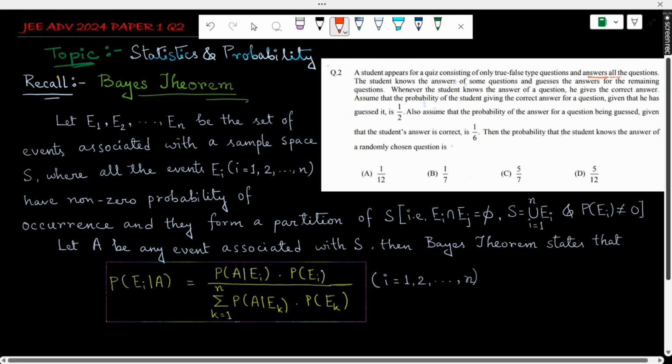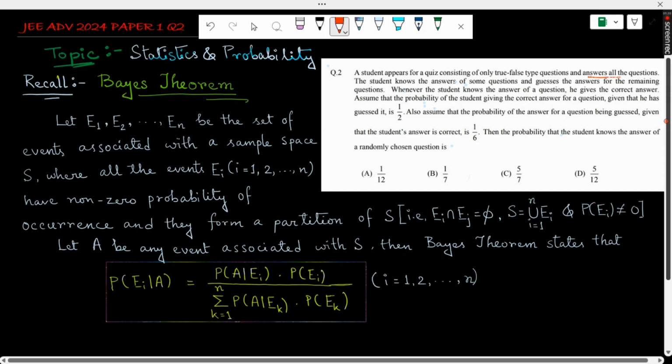So it is clear that the question comes from the topic statistics and probability, and more precisely the topic is Bayes theorem. To solve the question, we need to recall the topic Bayes theorem. So let E1, E2 up to En be the set of events. N can be any number. It can be 1, 2, 3, 4, anything.